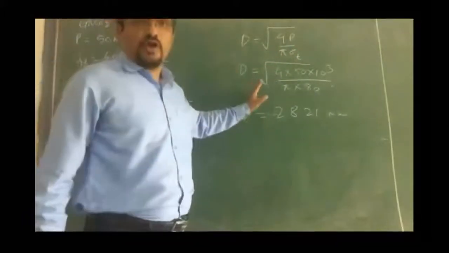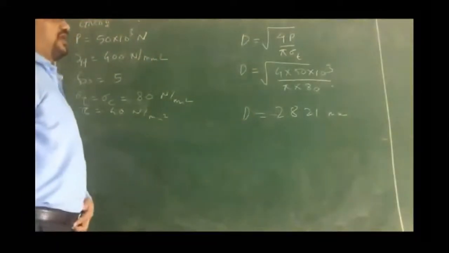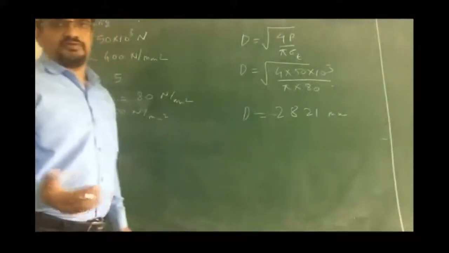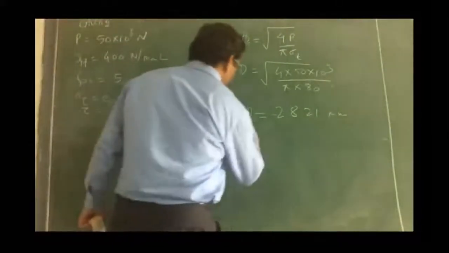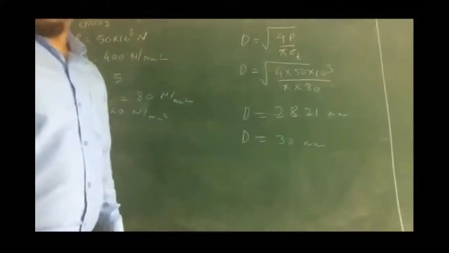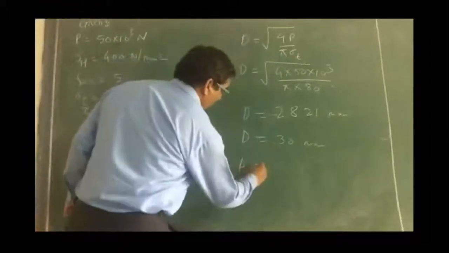The diameter of the rod which we need to design is 28.21, but practically we round it off. So we will take the diameter as 30 mm. The diameter of the rod for the design will be 30 mm. Right. So now D1, the enlarged diameter.